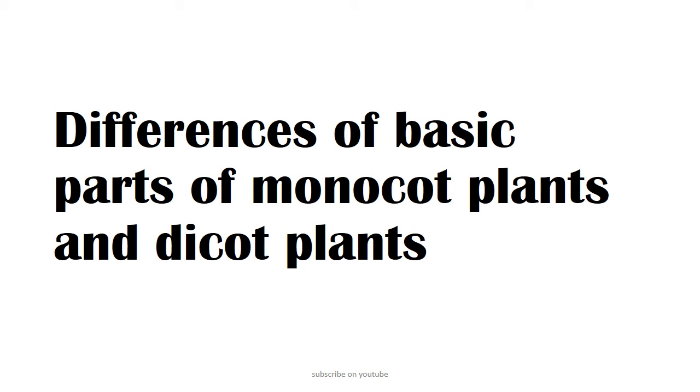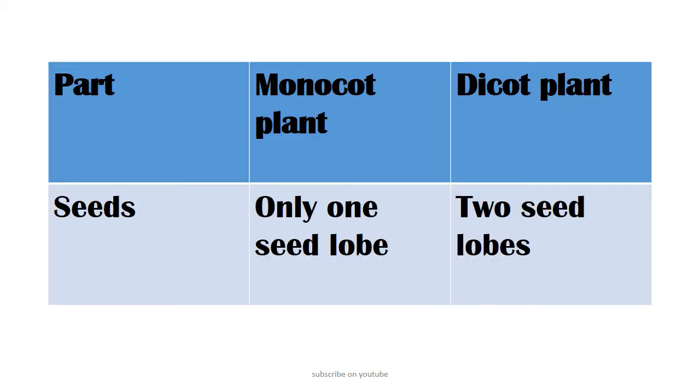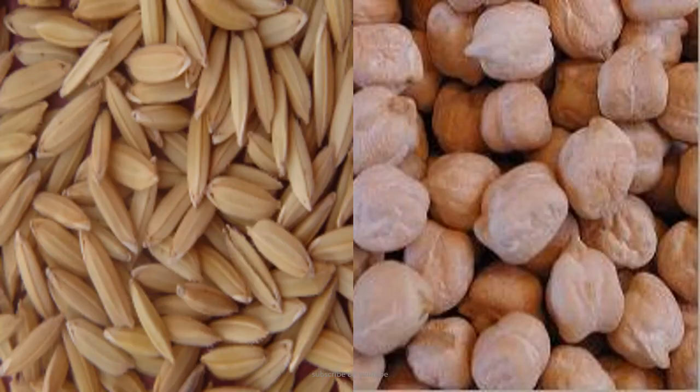You have learned about varieties of basic parts of a plant throughout this lesson. Now you can study the differences of basic parts of monocot and dicot plants as a summary. The first part is seeds. In monocot plants you can see only one seed lobe. In dicot plants you can see two lobes. Examples: paddy and chickpea. Paddy has only one, chickpea has two seed lobes.